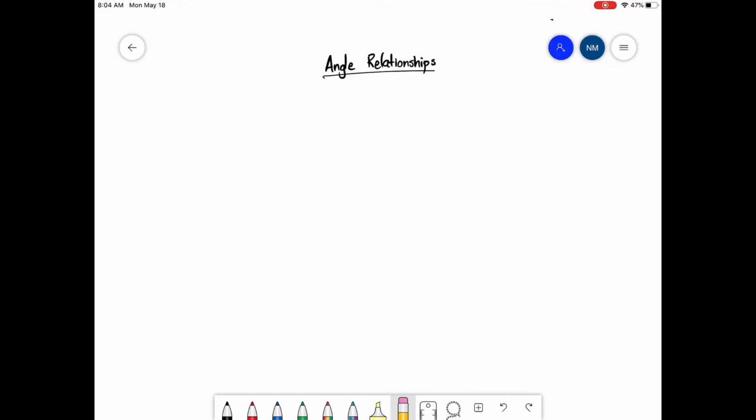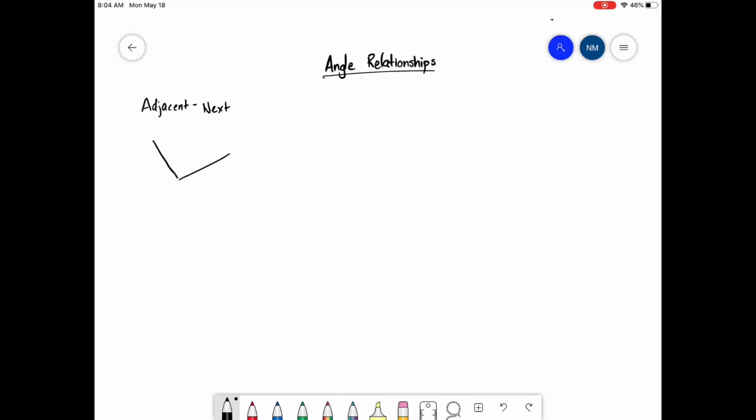In this video, we're going to take a look at different types of angle relationships. We're going to look at 4 different types. So we're going to start off with adjacent angles. If you don't know what the word adjacent means, it means next to. So if you're adjacent to something, you are next to it. So adjacent angles are 2 angles that are next to each other.